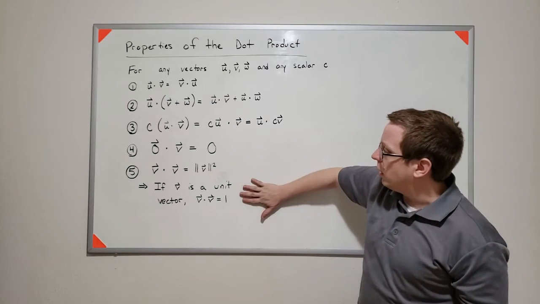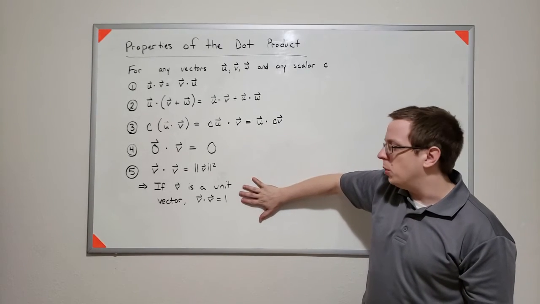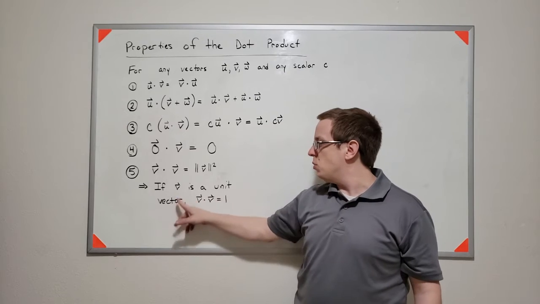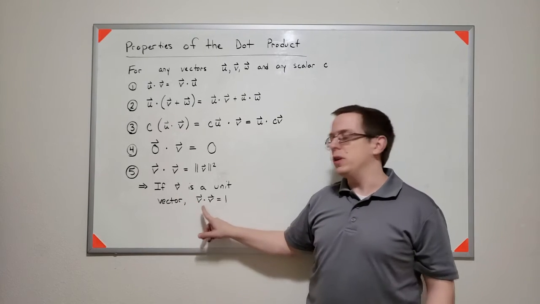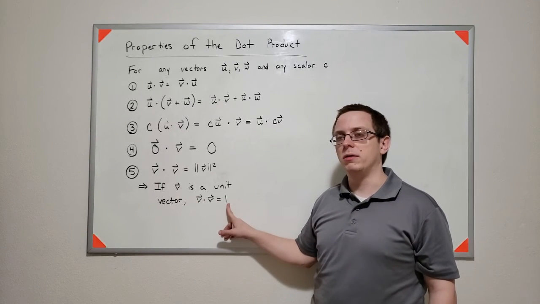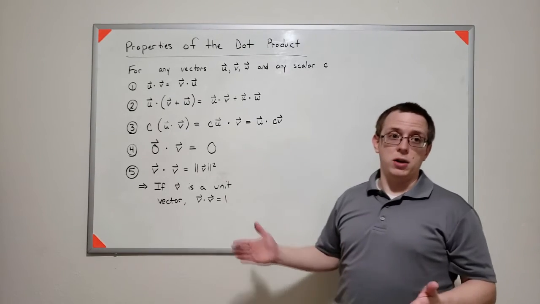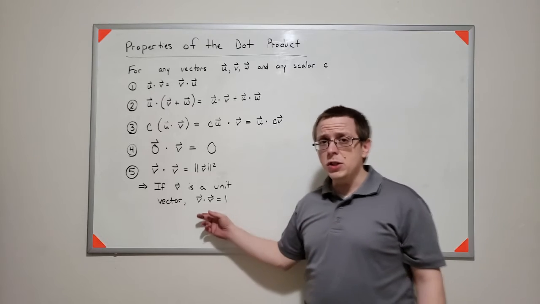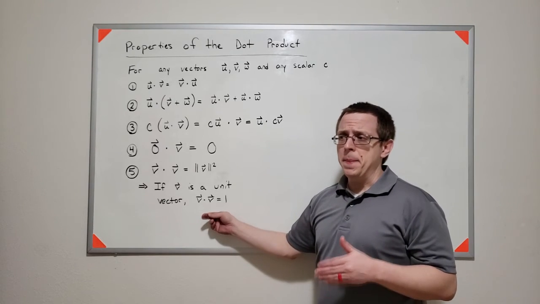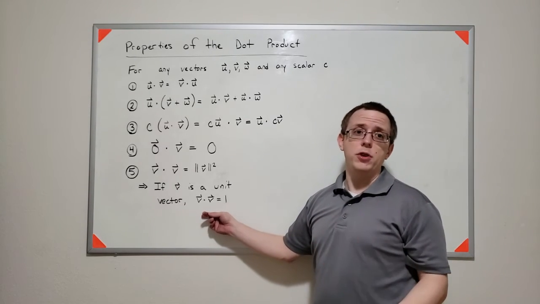So that has a kind of follow through here, which says that if v is a unit vector, then v dotted with itself will be 1, because the magnitude is 1, so the magnitude squared is also 1. This is a really convenient way to determine if you have a unit vector.